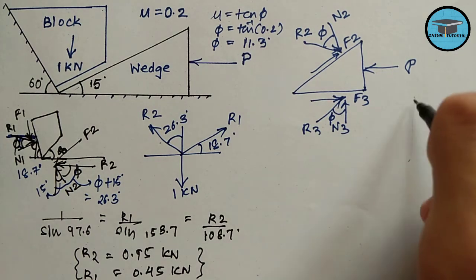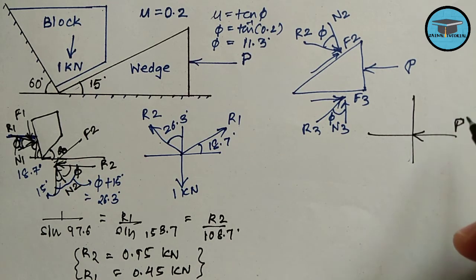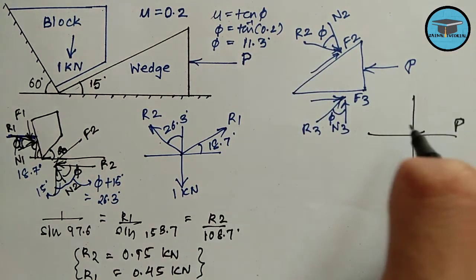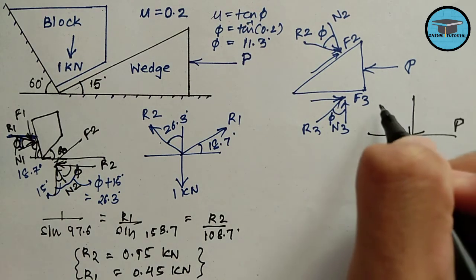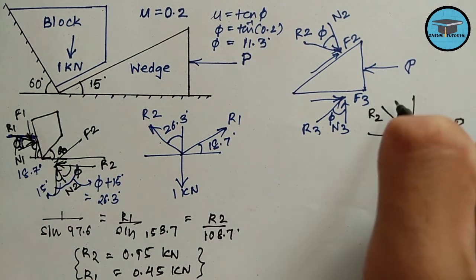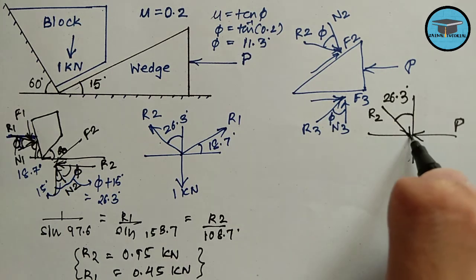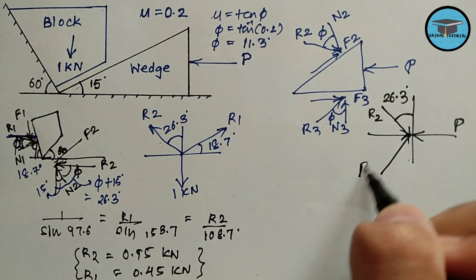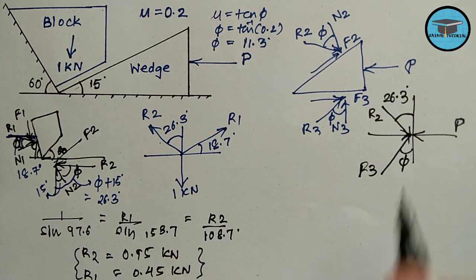P, R2, that is inclined at an angle of 26.3 degree with that of the vertical, as we have obtained here. So similarly here also it will be 26.3 degree only. Also there is R3, which is inclined at an angle of phi with that of the vertical. The phi is nothing but 11.3 degree.